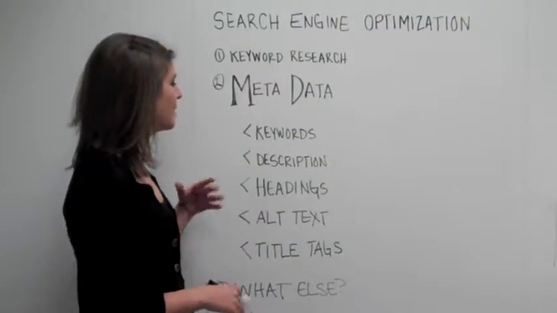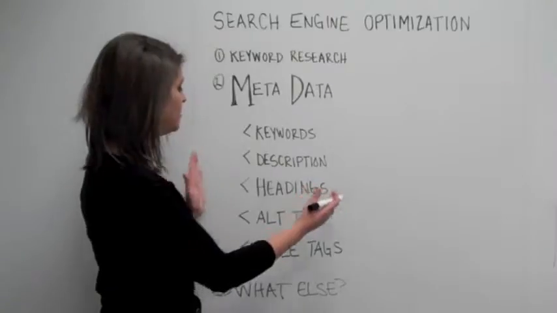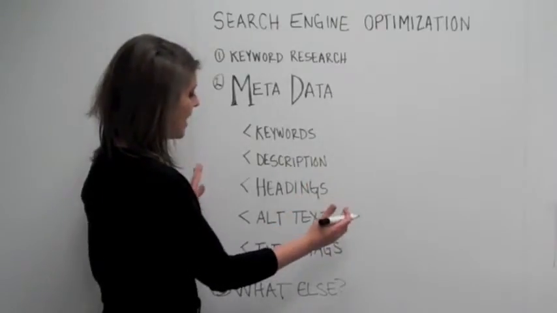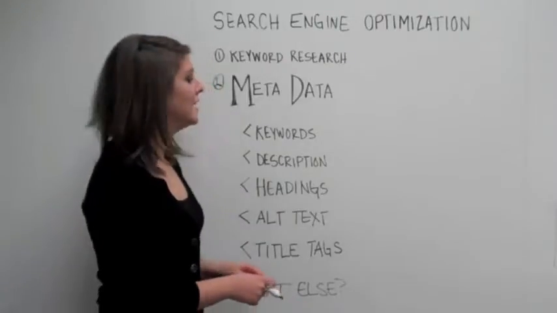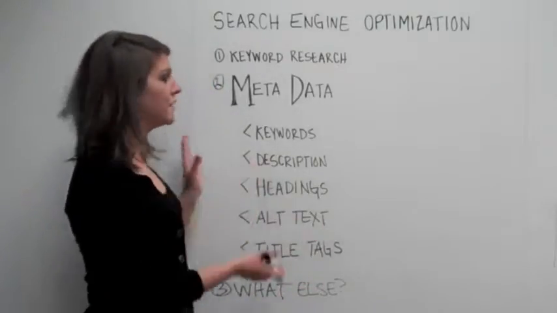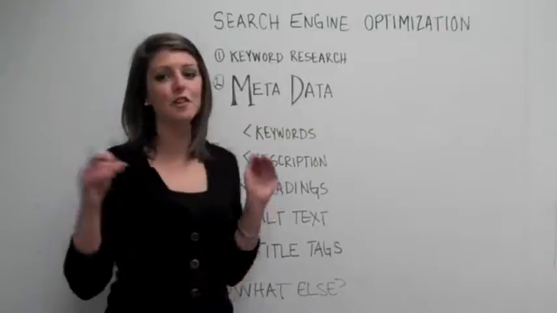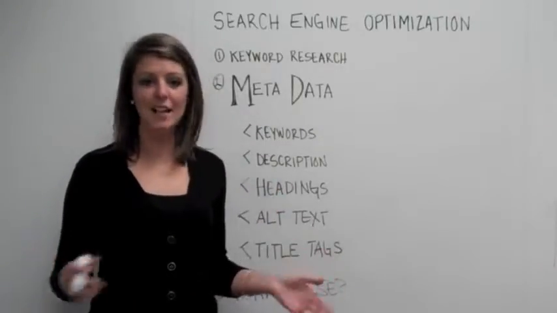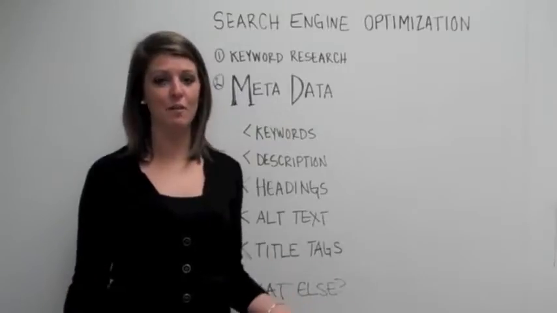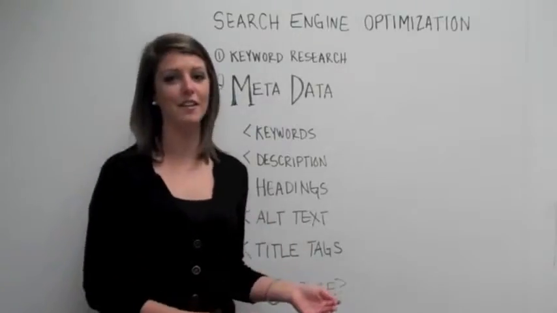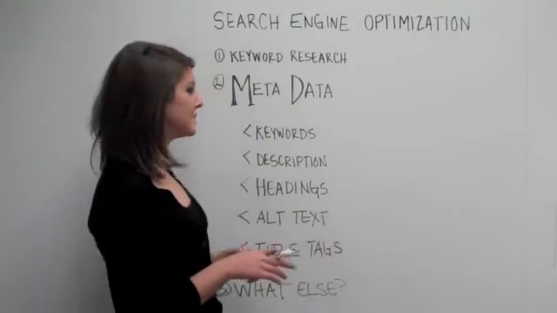Metadata consists of keywords that you list on your page's description, headings, alt text for images, and title tags for your page. Now it's important to know that all this metadata is behind the scenes. If you're looking at a web page, you will not see any of this metadata actually rendered on the page that the consumer or that your web visitor sees. It's all in the background, and it's all for the search engines.